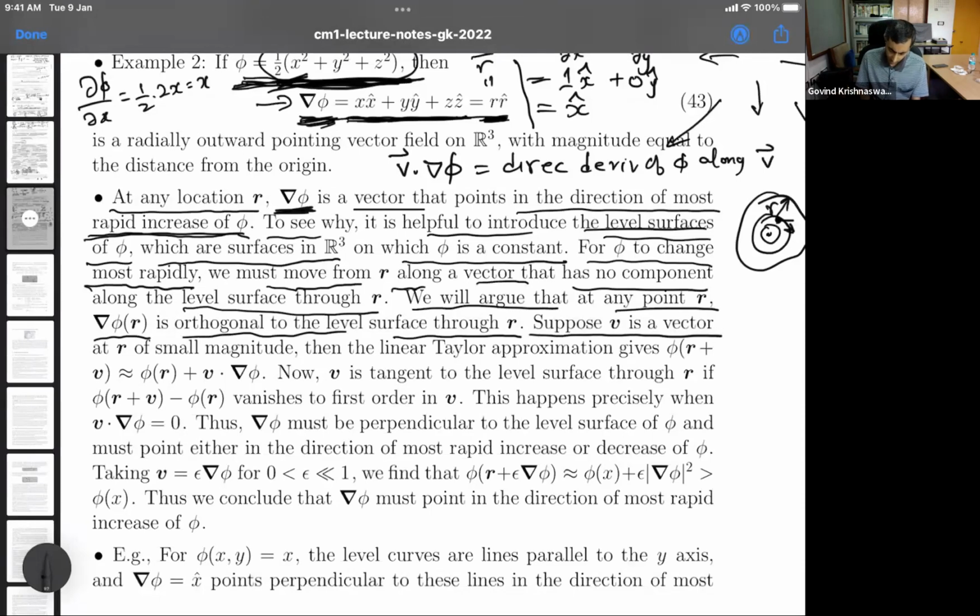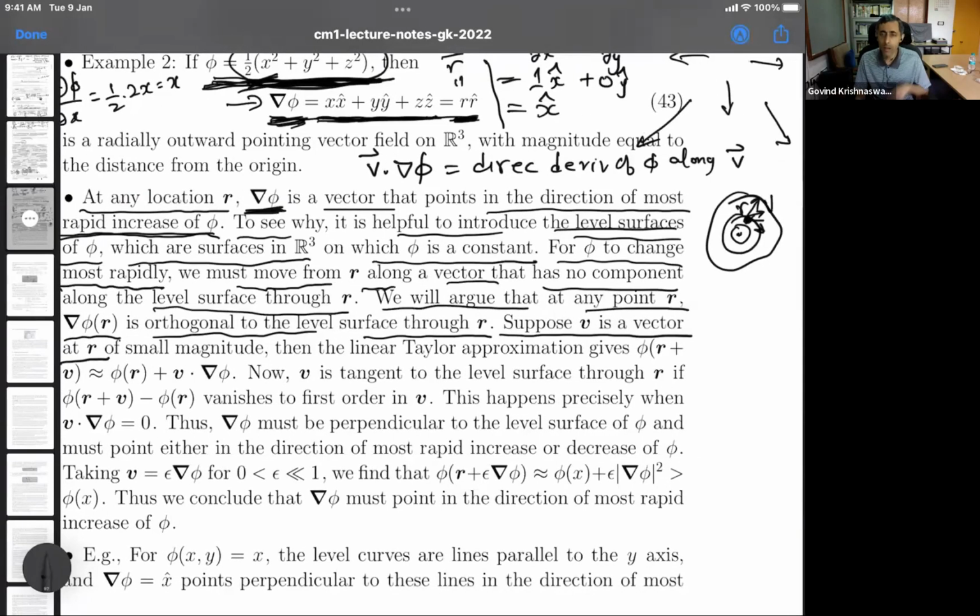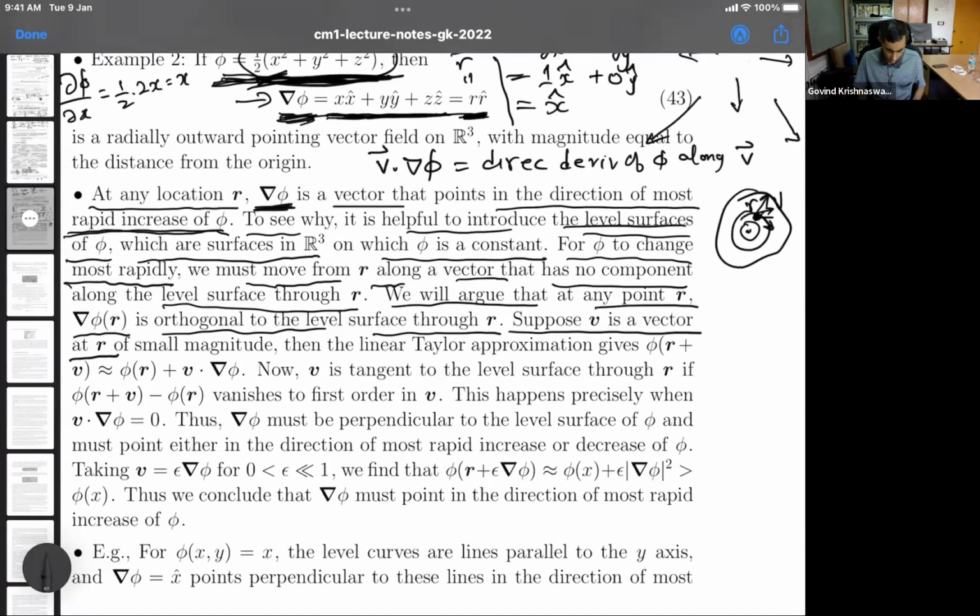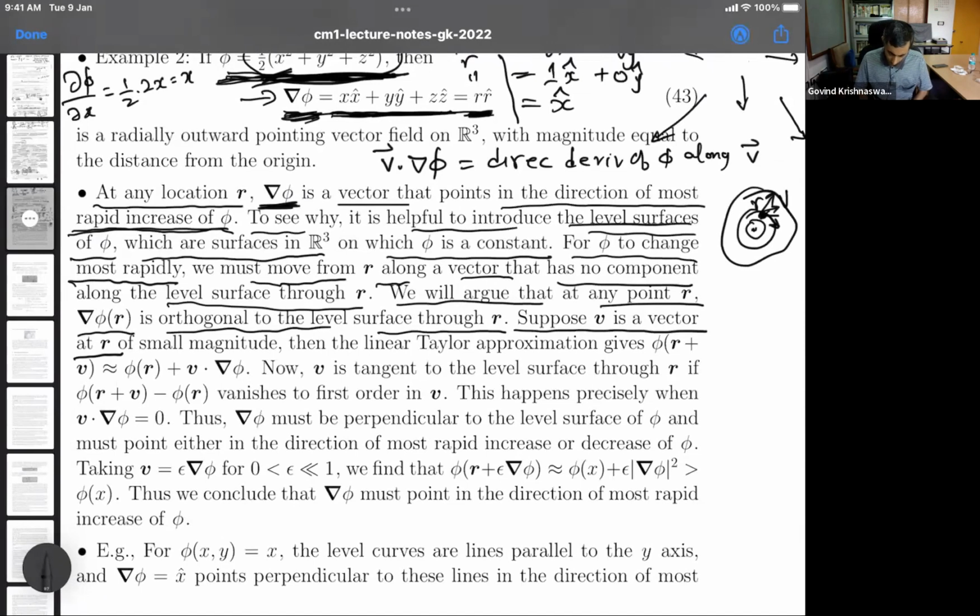Suppose v is a vector at the point r of small magnitude. So we go to the point r and imagine proceeding in a direction specified by the vector v, making infinitesimal, small changes. Then let us use the linear Taylor approximation for the function at that location to compute what phi at the new location is compared to phi at the old location. We have gone from r to r plus v, a nearby point. We want to compare the values of the function at the two points. That is what Taylor helps us do.